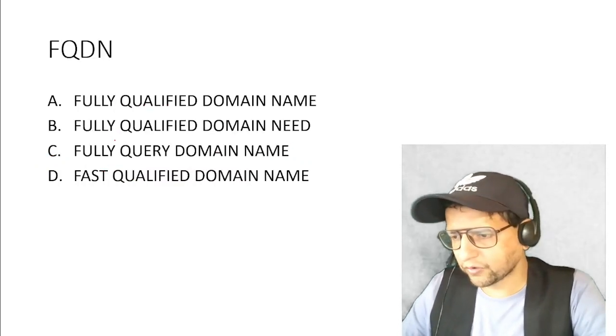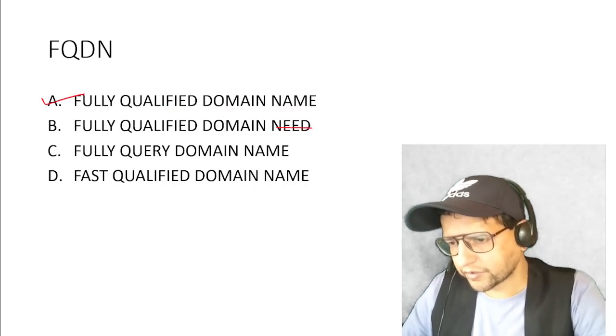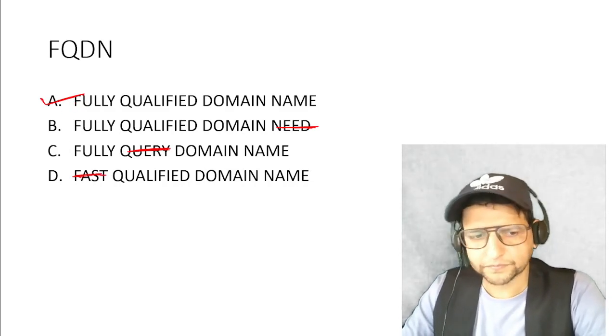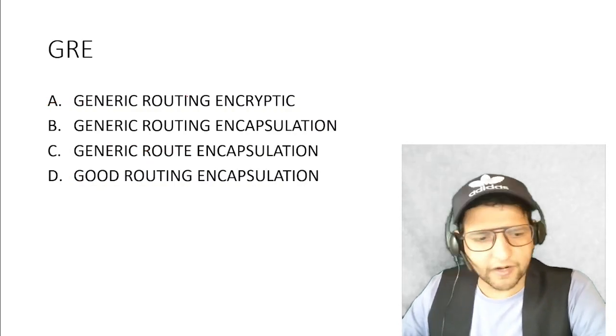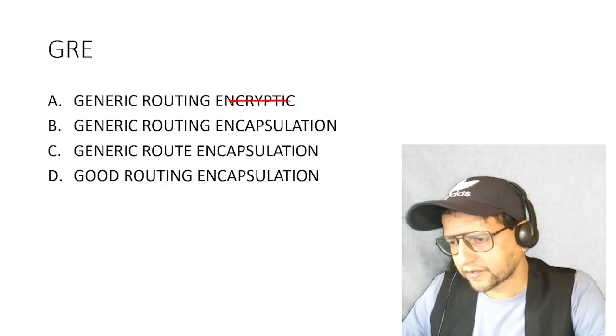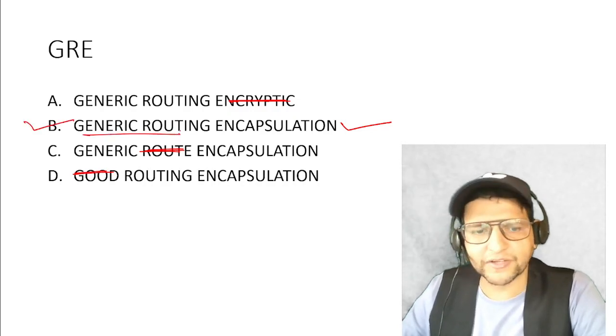FQDN is fully qualified domain name. So A is right. It is not need, it is not query, it is not fast. Okay, so A is the right one. It is fully qualified domain name. GRE is your generic routing encapsulation. It is not encryptic, it is generic routing encapsulation. This looks right. It is not root, it is not good. Okay, so B is the right one. It is generic routing encapsulation.